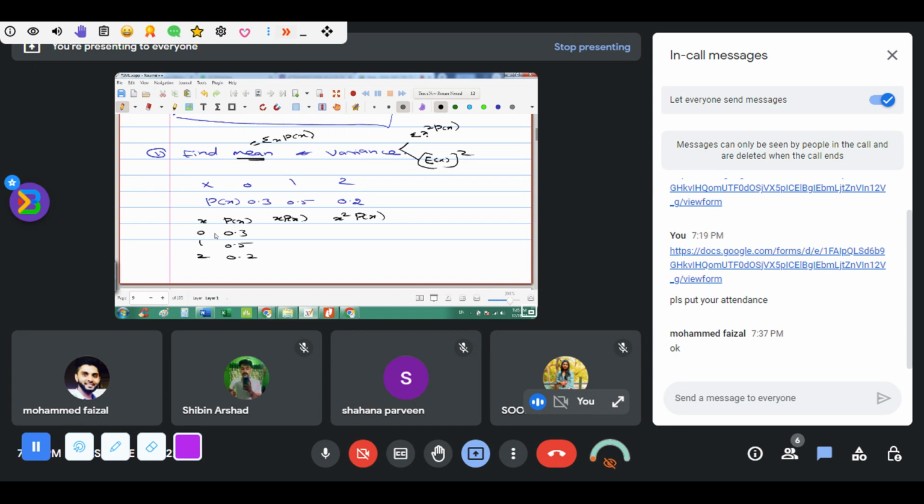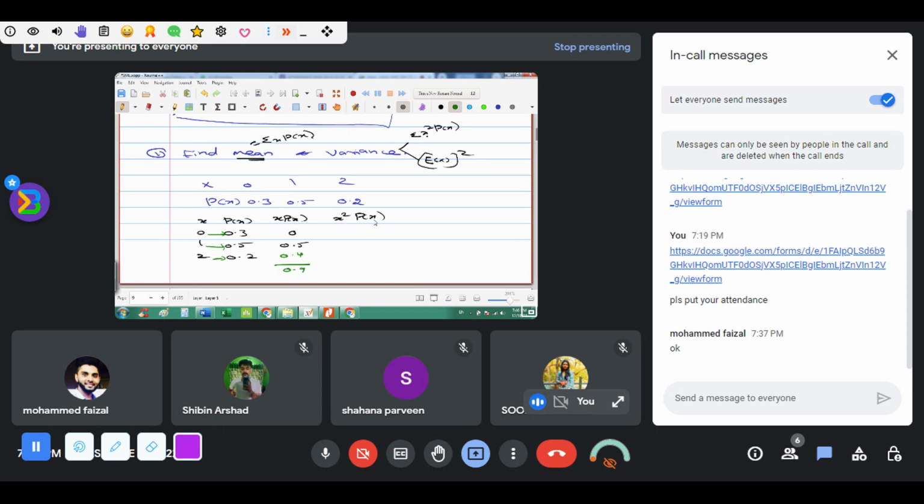Now multiply, just multiply. What is the result? 0 into 0.3 is 0. 1 into 0.5 is 0.5. Multiplication, not summation. Next 2 into 0.2 is 0.4. So what is the summation value? 0.9.